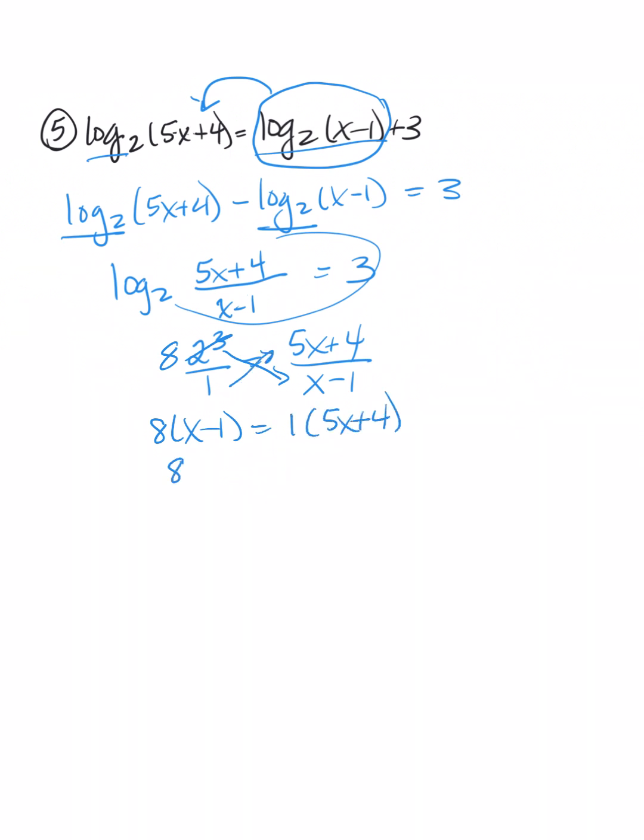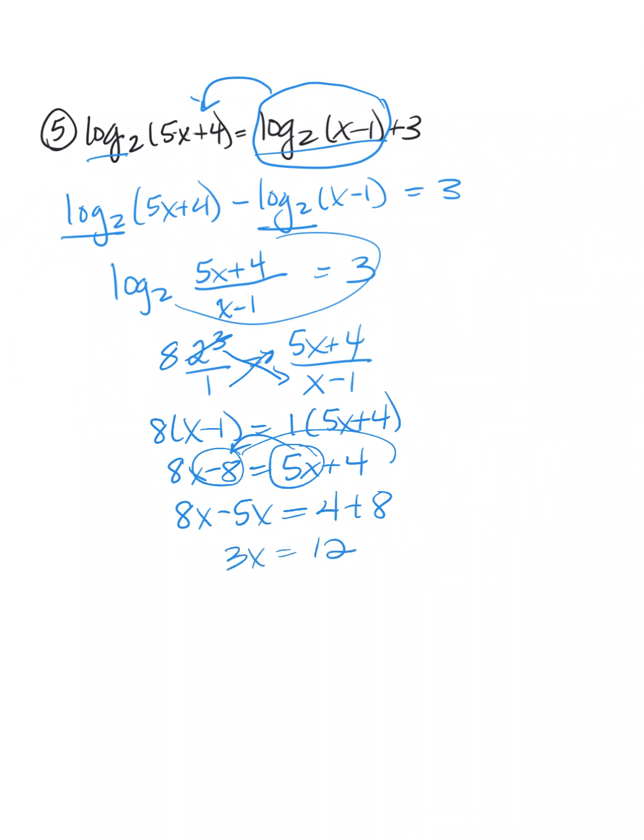Now we distribute, equals 5x plus 4. And we're going to clean it up. I'm going to move my 5x over on the left. So I have 8x minus 5x. And I'm going to move the minus 8 over here by adding it. Equals 4 plus 8. All right. When I do this, I have 3x equals 12, divided by 3. So x is a nice even 4. Not a 0, not a negative number, so we're all good.